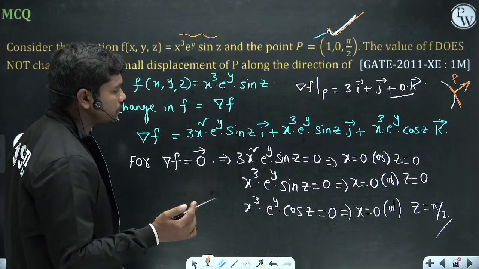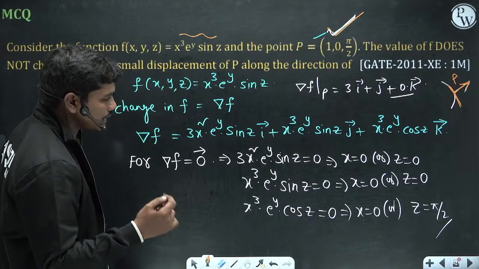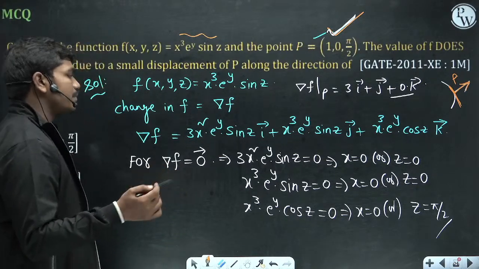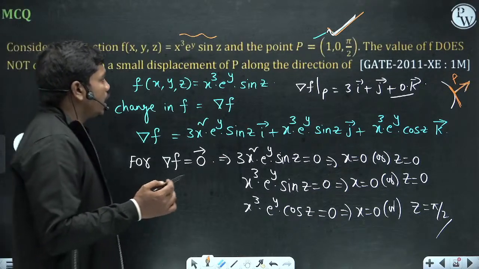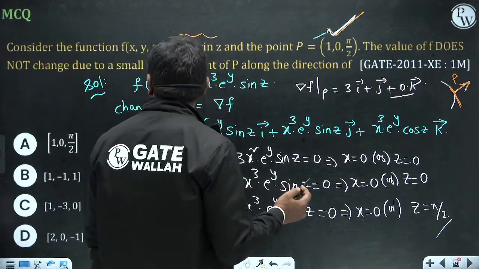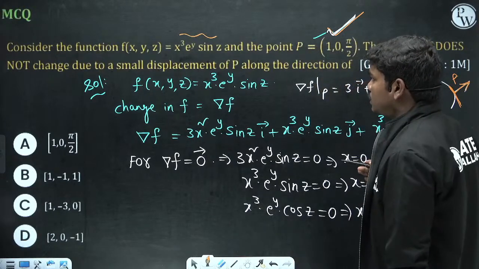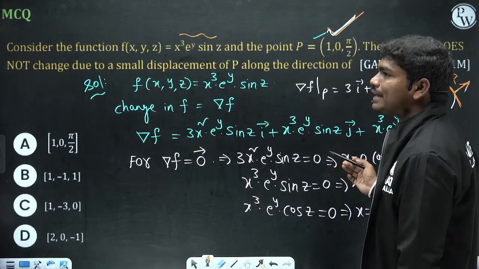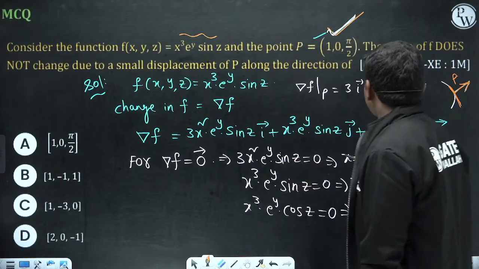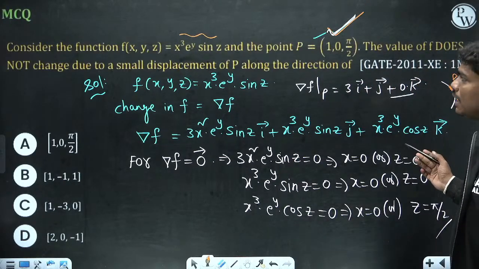So what are the points? We are getting x equal to 0, z is equal to 0, or x equal to 0 and z is equal to pi by 2. So the combination of these things is what we have to take. Okay, (1, 0, pi by 2), correct? Any idea? Angle 90, so dot product 0. About which point you are telling the angle?